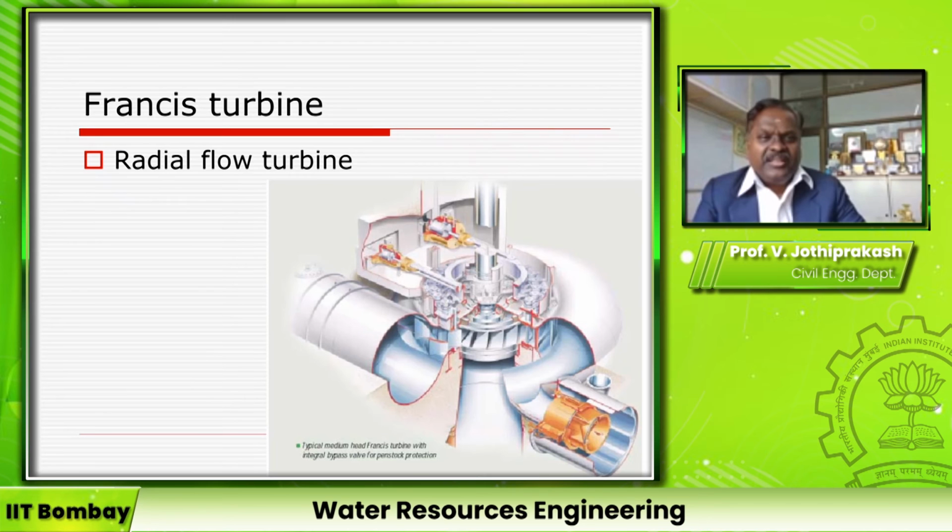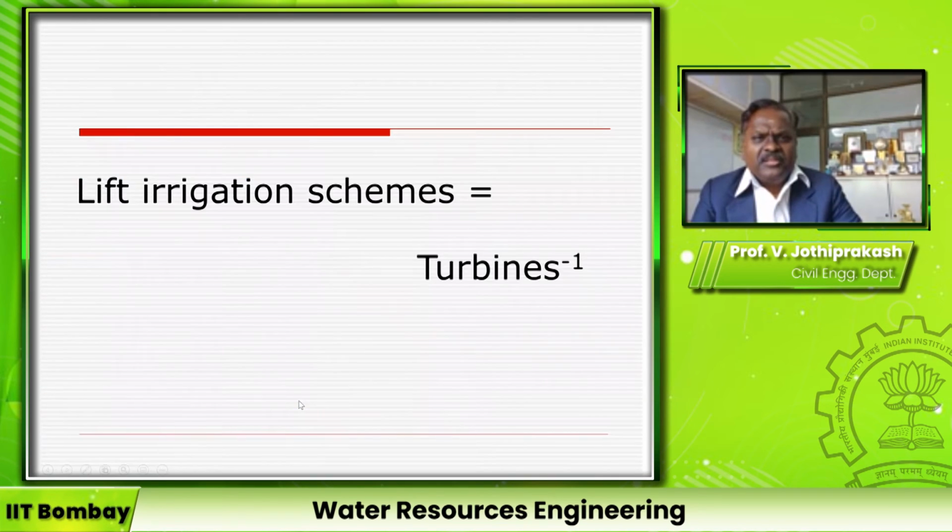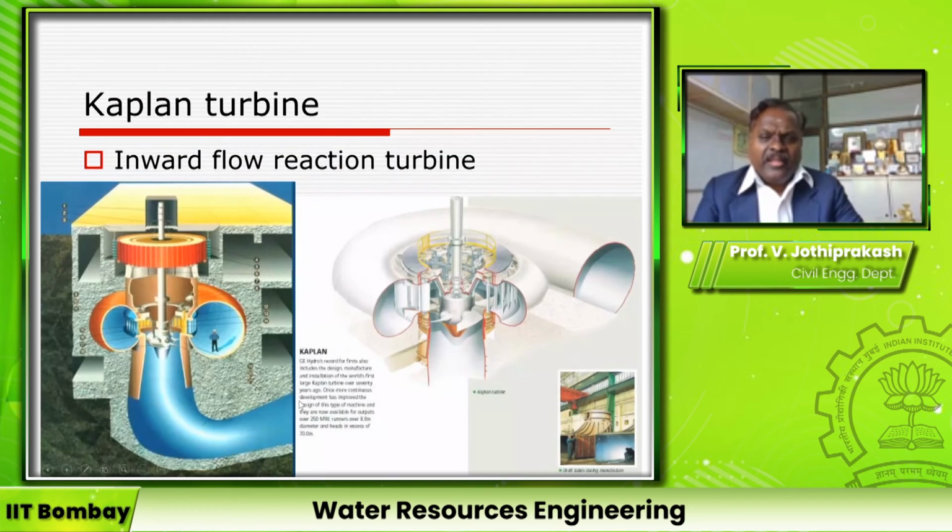Okay. So the second type of example is the Francis turbine. It's a radial flow turbine. That means the water comes from the penstock and it makes a turn around the blades. Right? And the Kaplan turbine is an inward flow reaction turbine. So the penstock comes and impinges in a circular motion and then it goes to the draft tube. These three are good examples of turbines.